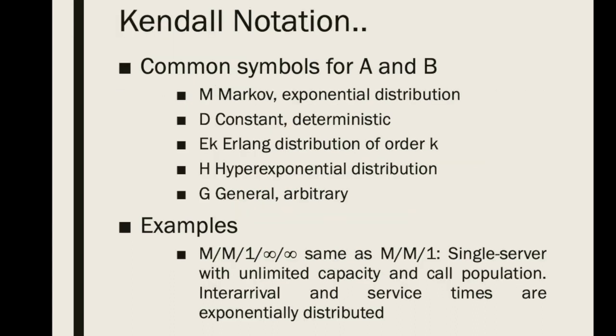For example, for A, normally we can use M, which is exponential distribution, or Poisson's distribution, because M represents a Markovian and memoryless property of these exponential and Poisson's distributions. Or A and B can be represented by symbol D when it is constant and deterministic. It can also be represented by Ek, an Erlang distribution, representing that the arrival time and the service time follow an Erlang distribution.